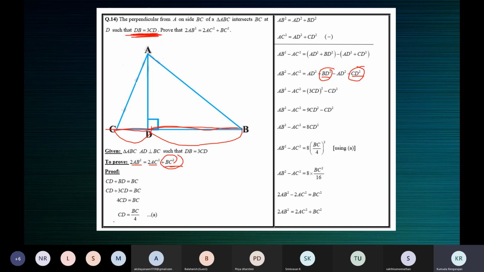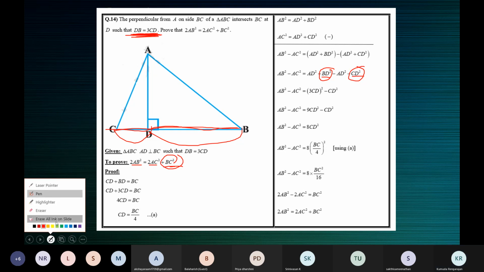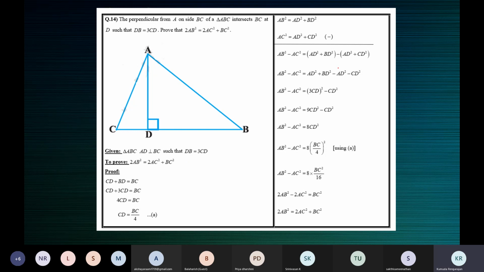So slowly we'll do it one by one. First, we know that BD is 3 times CD. So instead of BD, we write 3 CD. See, children, these two got cancelled. BD square is 3 CD the whole square, minus CD square. So that will be 9 CD square minus CD square, which is 8 CD square. Now you need to take away CD and write BC.